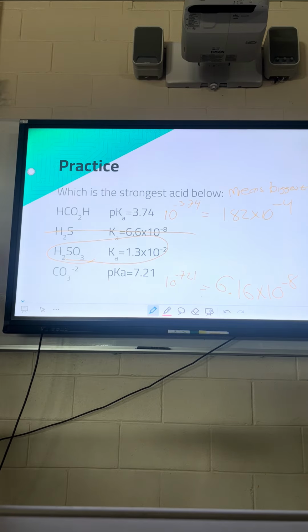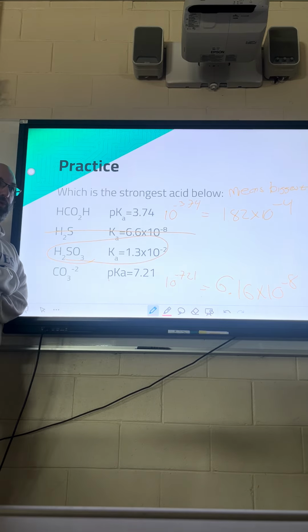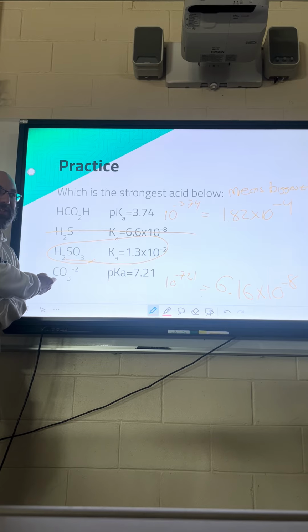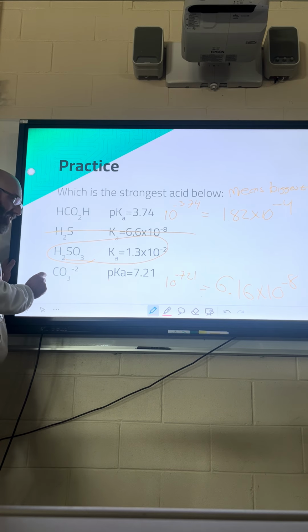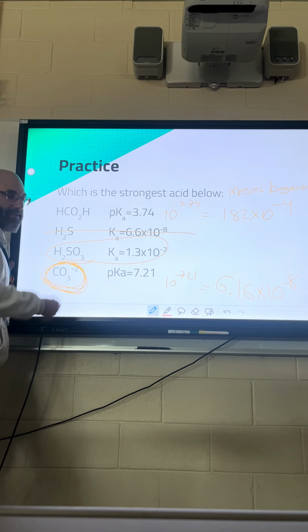In fact, real quick with the bottom one, guys, what do acids do? They donate. Does this thing have any protons left to donate? It's -2. It doesn't want to give, it wants them. This actually isn't an acid, it's a base.